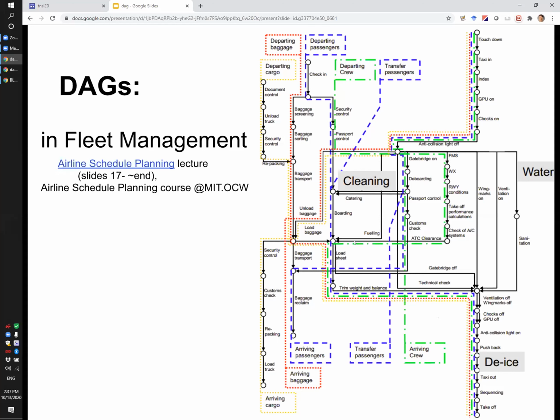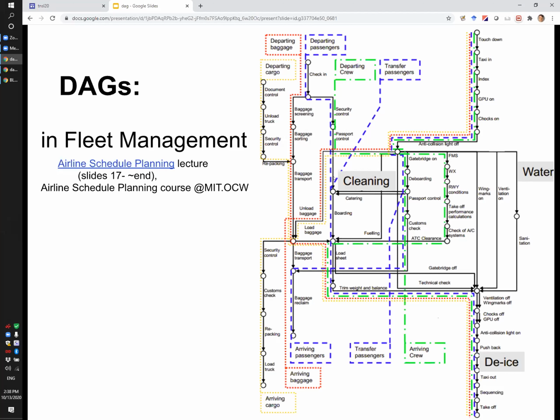Some examples of DAGs. We had some funny examples of putting on garments in the morning, but there are many cases in which directed acyclic graphs show up, in particular as graphs of projects. Here on the right, I took a picture from a paper by Tobias and one of his students, where they were looking at all the processes that the aircraft undergoes during the turnaround while the aircraft stands at the gate between the flights.